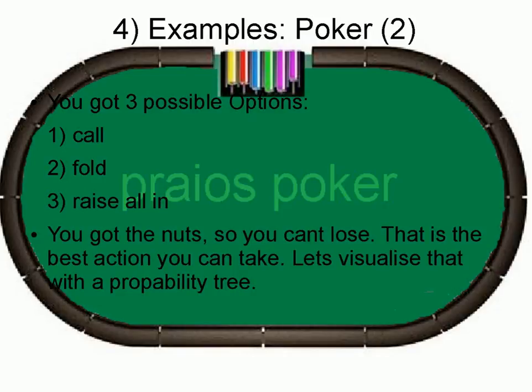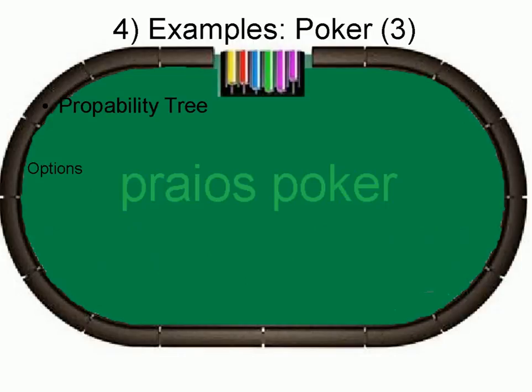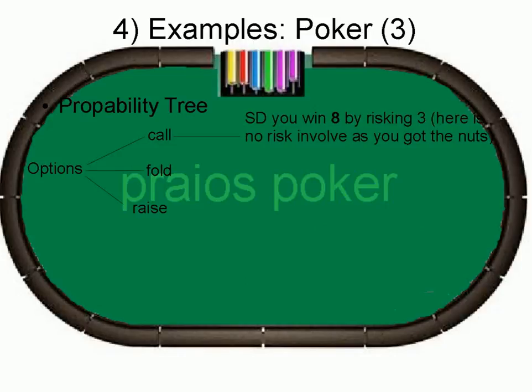We got the nuts, we can't lose, but let's still visualize that problem with a probability tree. So our options are calling, folding, raising. If we call, we will get 8 and we risk 3. Actually, we are not risking anything here because we got the best hand and can't be beaten. But in some cases, we are not having the best hand and we are risking something and will not win every time. This is just an easy example to show how the EV calculation is working.